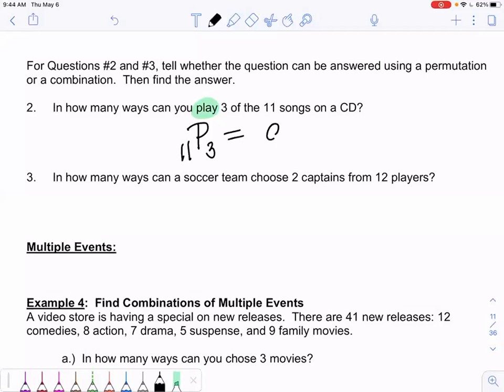I don't know how to use that calculator. 990 ways. We'll just say 990 ways. That's a lot. 990 different ways that we can listen to 3 songs from our album.